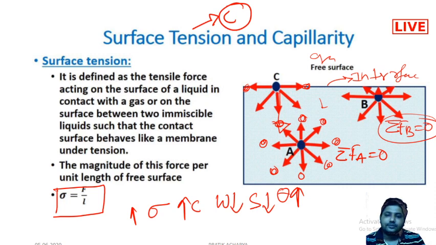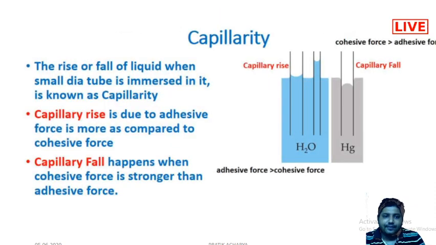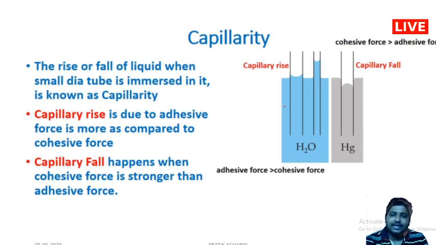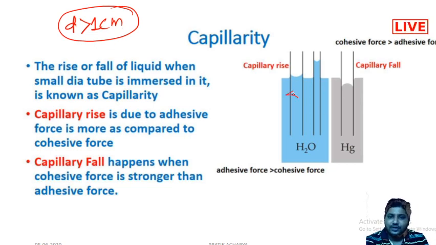Capillarity is a phenomenon by virtue of which, if you insert a very narrow tube into a container, the water rises. If the diameter is more than 1 centimeter, the capillary phenomenon is not observed. In this example the tube diameter is more than 1 centimeter, so we do not see the capillary rise with the naked eye. Capillary rise can be observed only when the tube diameter is less than 1 centimeter or 10 millimeter.